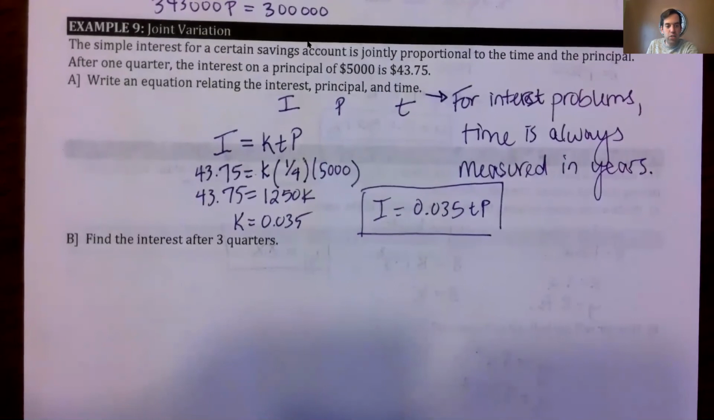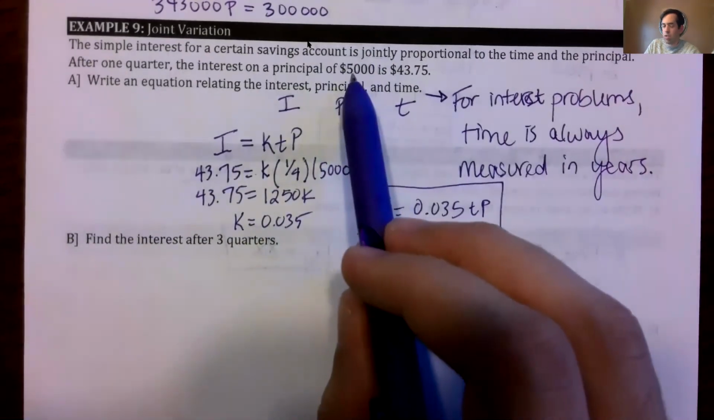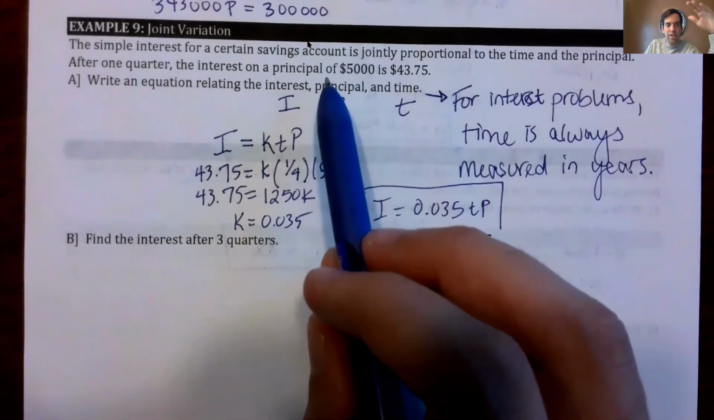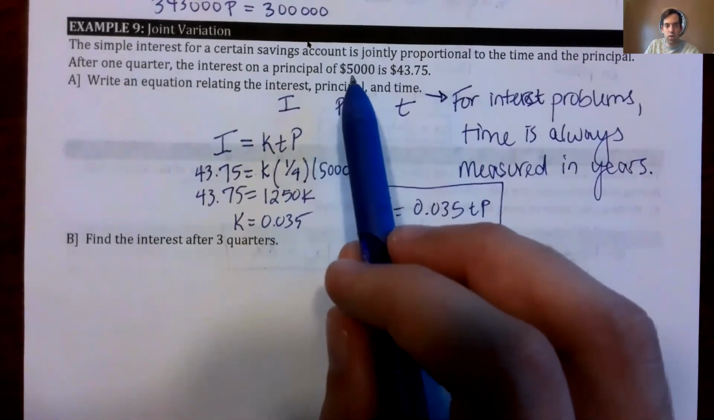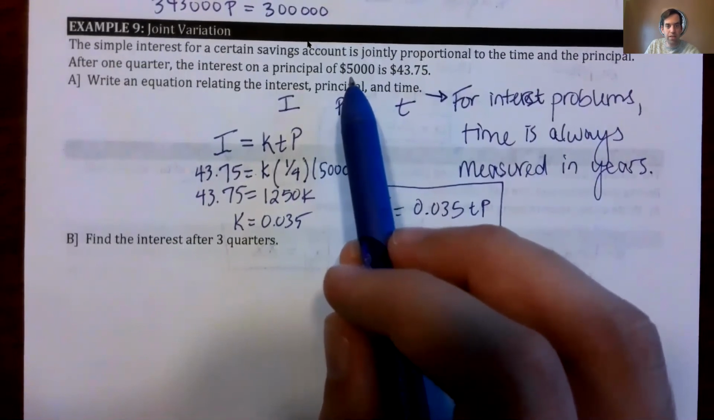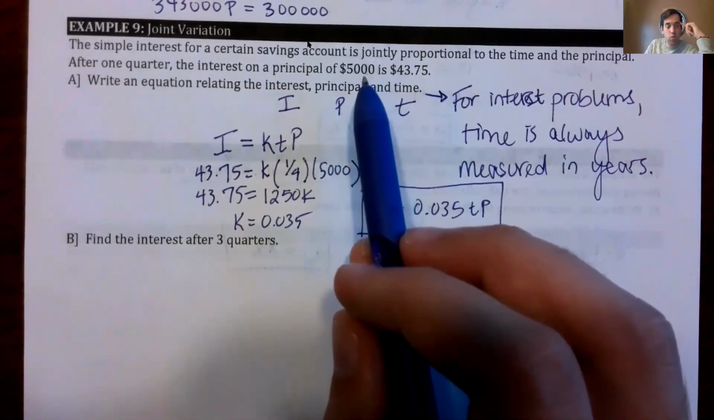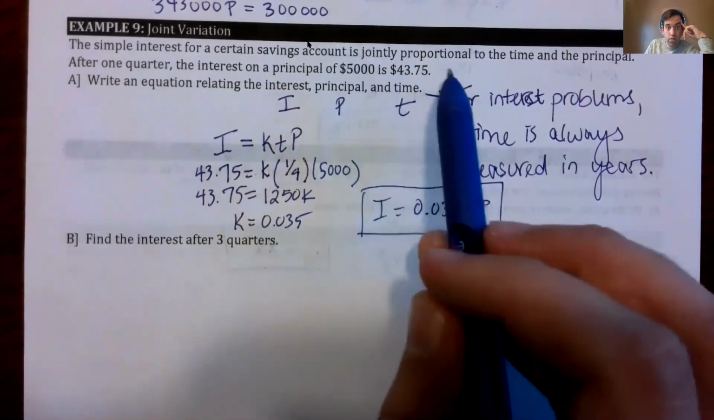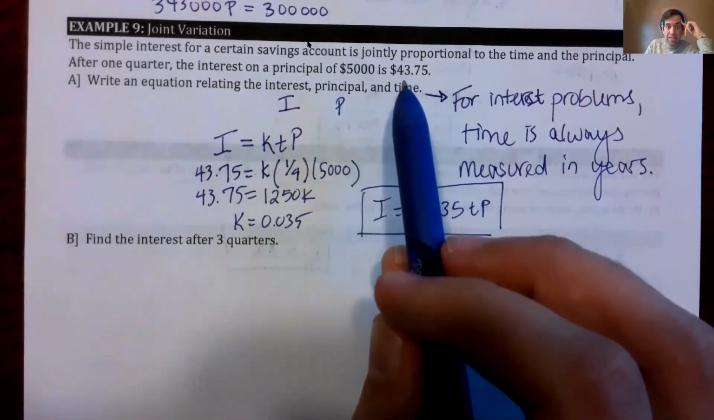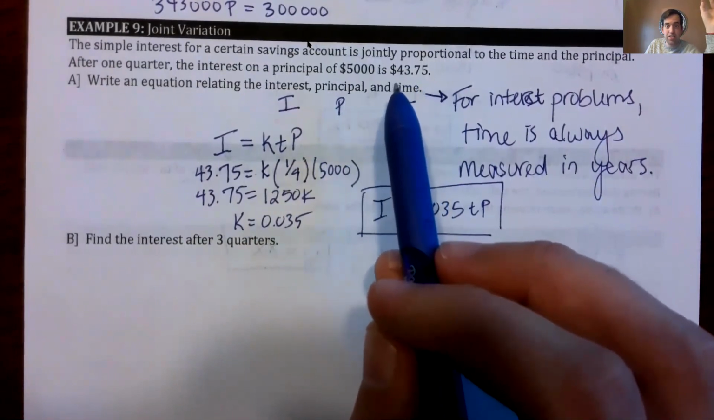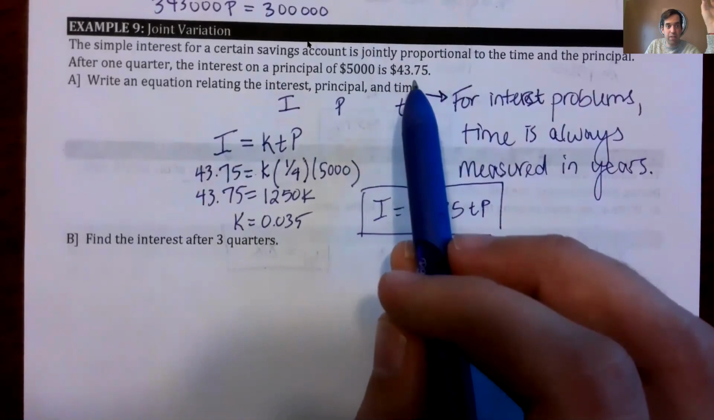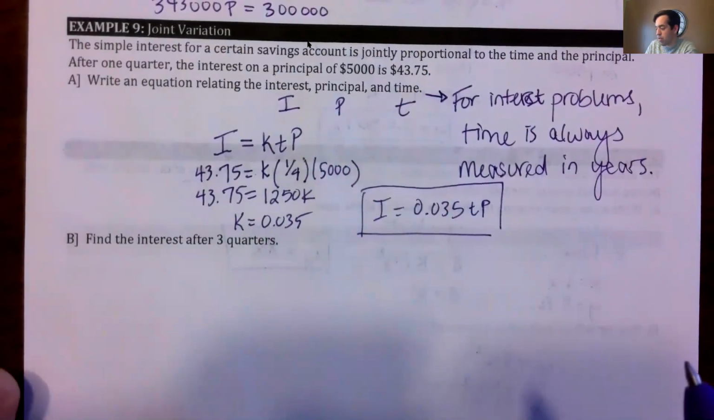Letter B, find the interest after 3 quarters. So this doesn't give us a new scenario. This is still part of the same scenario. So we still have the same principal amount. We're talking about a savings account. So principal amount is what you start with, what you are putting into the account at the beginning. So we're plugging in $5,000 into this account. And after 1 quarter, we're making $43.75. That is an amazing deal. You should definitely do that if you have this type of interest rate. I like it. But let's talk about after 3 quarters.